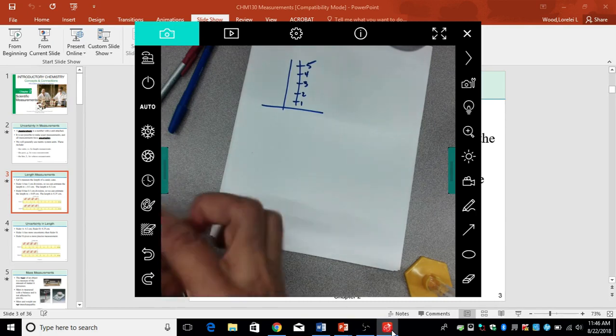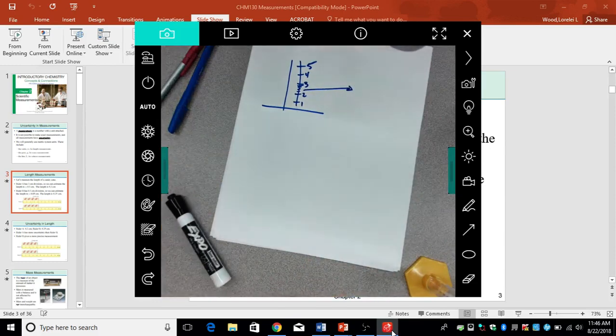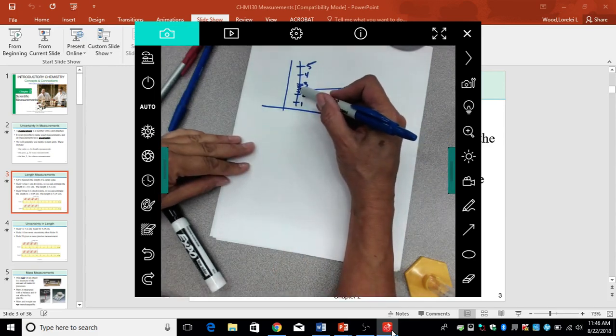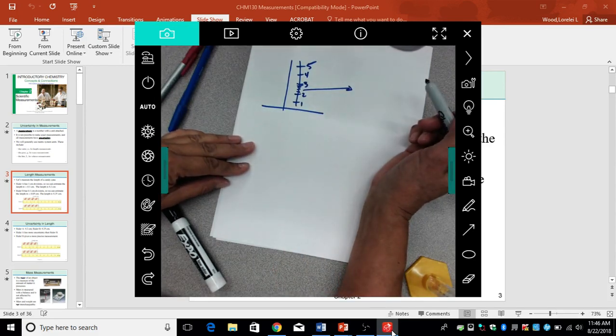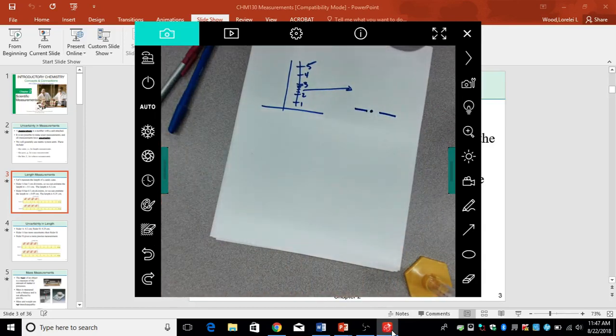Each of those smaller marks in between the bigger marks must mean how much? What do you suppose they must mean if there are 4 of them? This is 1 and that's 2, so this must be 1.2. This must be 1.4, 1.6, and 1.8. So the limit of my instrument is whole numbers, but it also goes to tenths, right? So I could read that, and for sure we would all agree because of those markings.